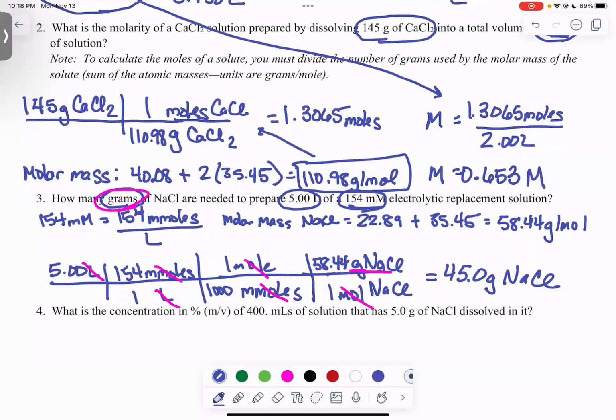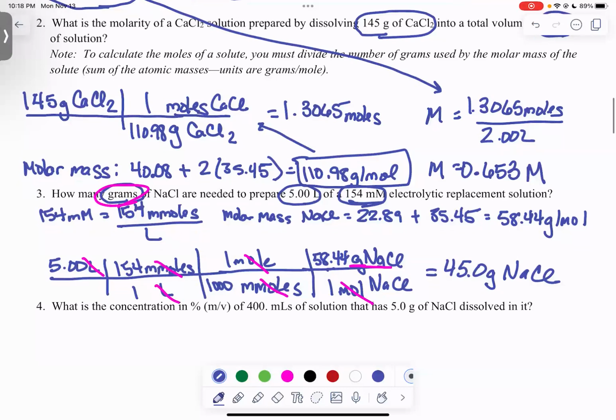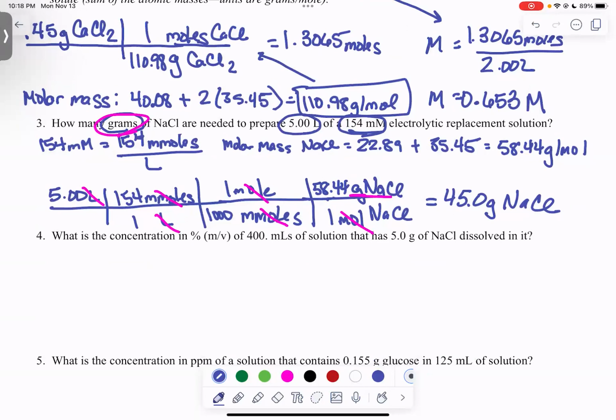What would you have to do? You would have to go and weigh out 45 grams, that's a lot, of salt, and then put it in a container and fill that container up to 5 liters. Then you would have 154 millimolar electrolyte solution.